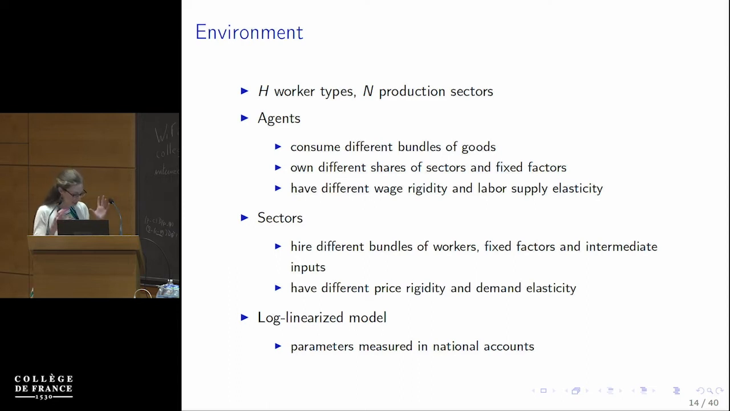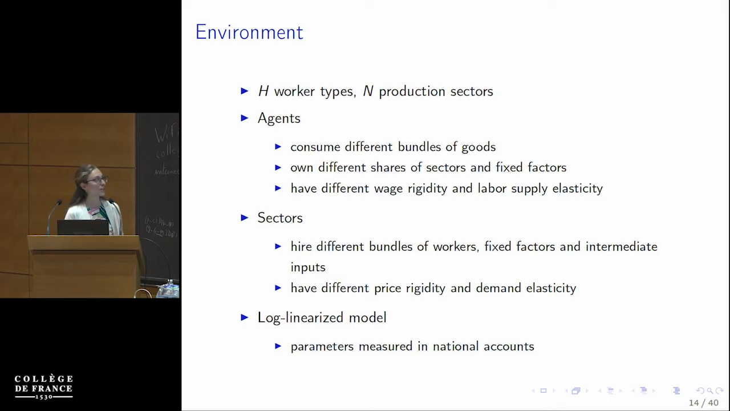To represent the network that I showed you in the picture, I'm going to have in my environment a set of H worker types and N production sectors. H are the little orange workers, and N are going to be the purple dots. There are several elements of heterogeneity, and I will point out which ones are most important along the way. Agents are going to consume different bundles of goods, and they are going to own different shares of the sectors and the fixed factors, and they are also going to face different wage rigidity and labor supply elasticity. Sectors hire different bundles of workers, fixed factors in, actually I don't have fixed factors, so forget that. Workers, intermediate inputs, and they have different price rigidity and different demand elasticity.